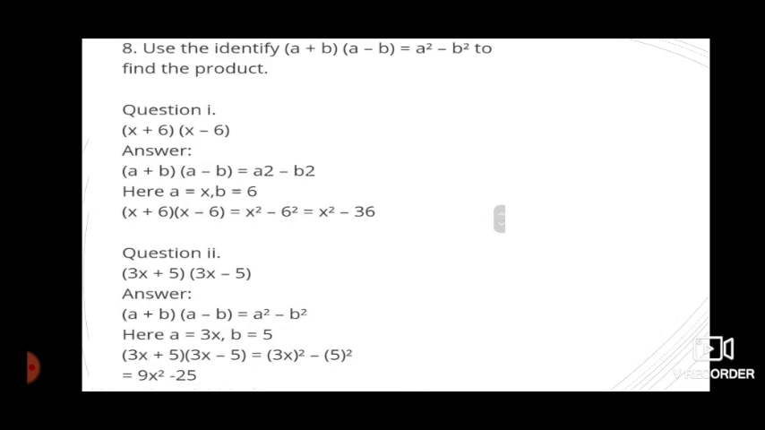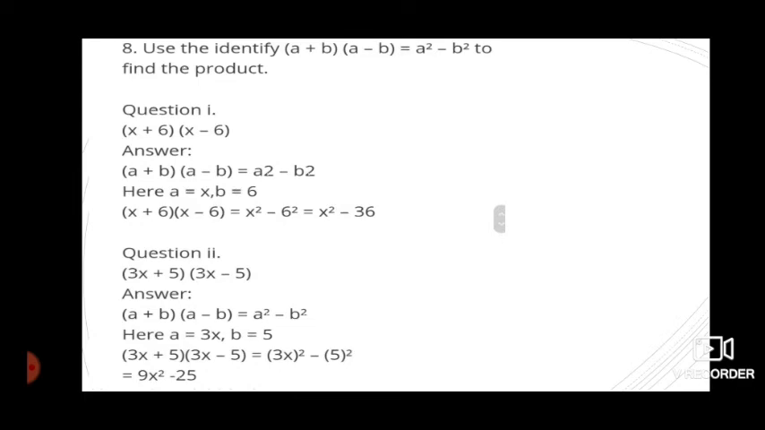Now come to the eighth one. Here we use the identity a plus b into a minus b is equal to a square minus b square. This is one of the important identities, children. Whenever we go to higher classes also, we will be using this identity almost always, when doing exponents and different chapters. So it is a very important identity.